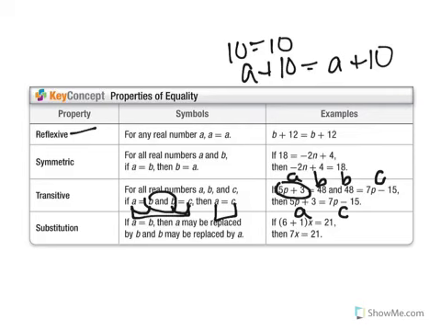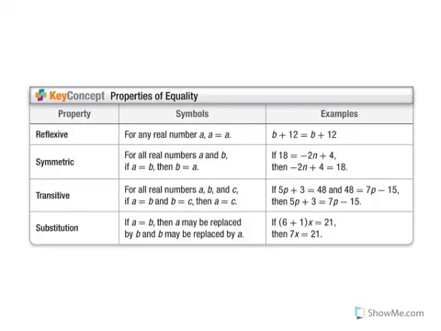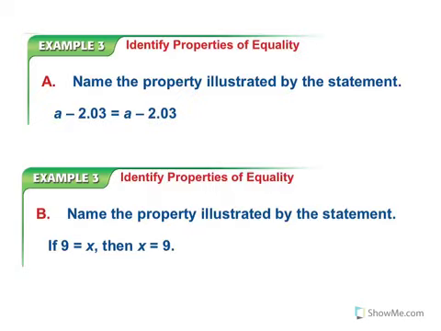And the last one is substitution. If A is equal to B, then A may be replaced by B, and B may be replaced by A. Okay, so for an example, we have if 6 plus 1 times x is equal to 21, then 7x is equal to 21 as well. So in this case, we knew that 6 plus 1 is equal to 7, and so all we did was take 6 plus 1 and we replaced it with a 7.